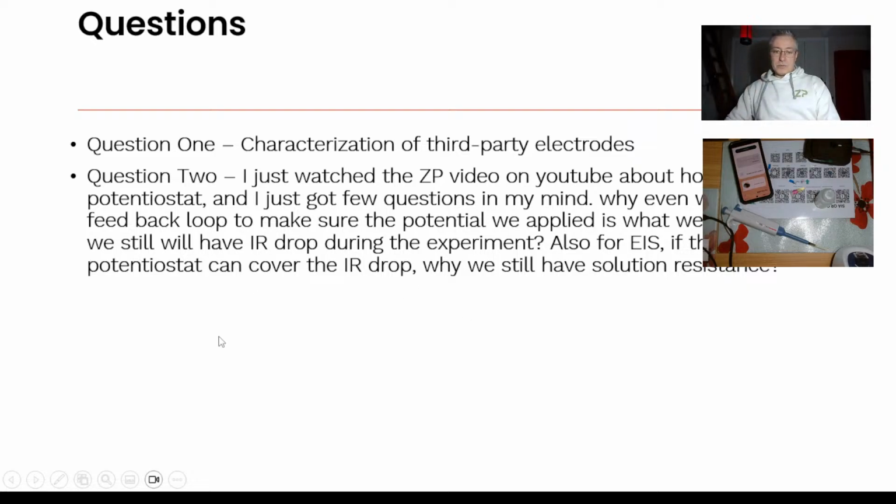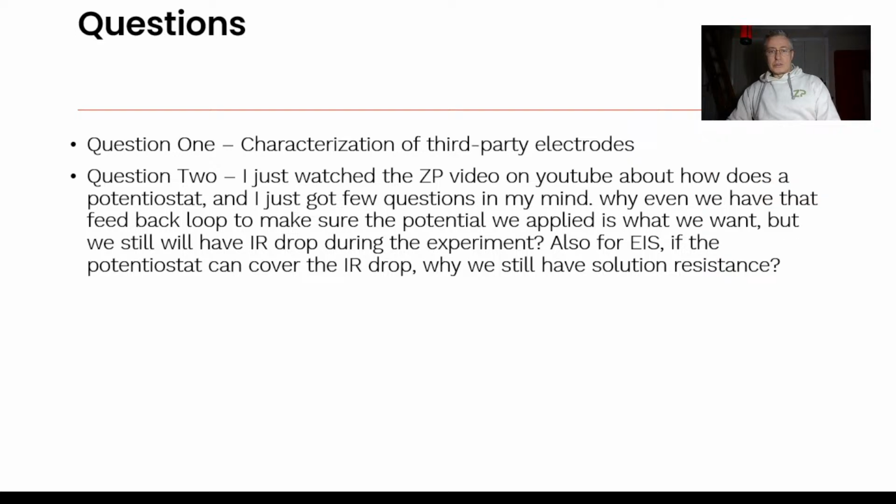Somebody was watching one of our YouTube videos. We have a YouTube video that talks about an introduction to potentiostats. And they were kind enough to watch it, to like it, and to then ask a question. And that question is really about IR drop. If we've got these potentiostats, and they're so good because they've got these feedback loops that mean that we control the potential at the working electrode, then why do we have an IR drop problem?